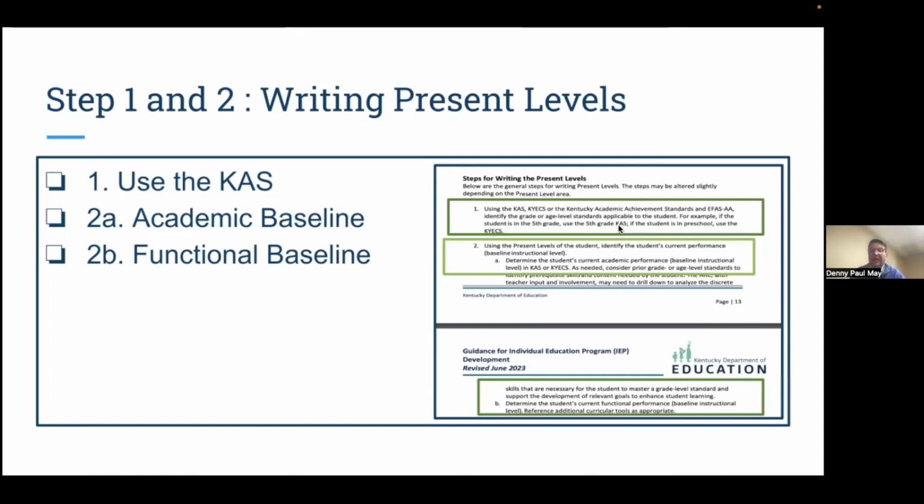We're looking at the adaptive behavior. How does the kid do in daily living? How does the kid do with communication? How does the student do with socialization? And if they're not socially competent, or if they can't communicate, then we got some work to do there as well.